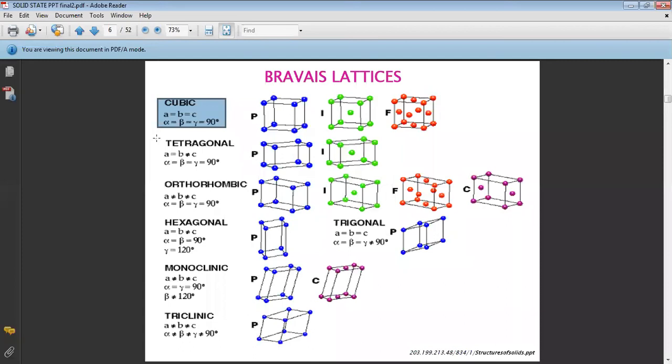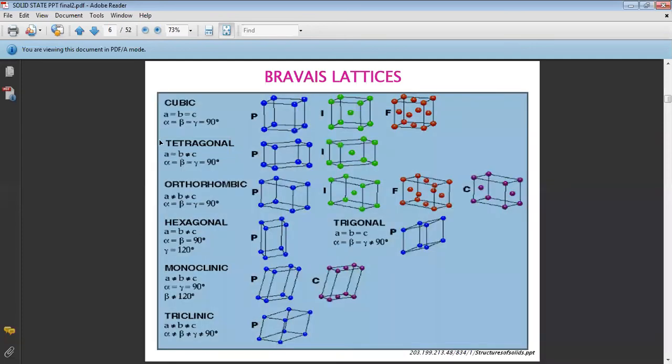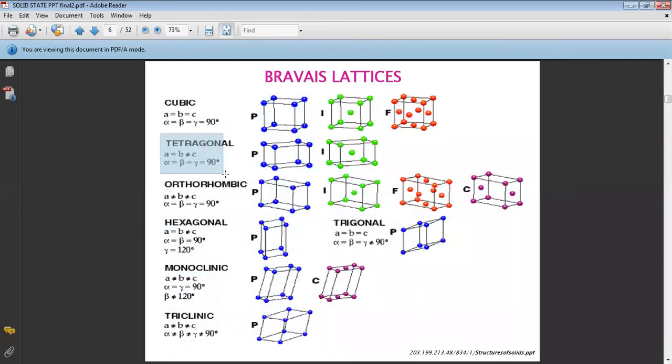This is the first one. Now coming to the second one, tetragonal system. There A is equal to B is not equal to C, but all 3 angles alpha is equal to beta is equal to gamma is equal to 90.